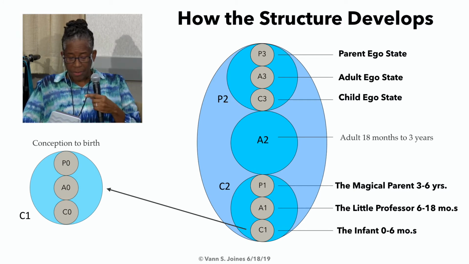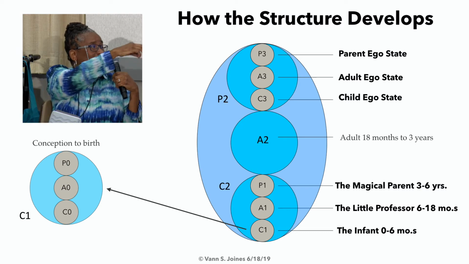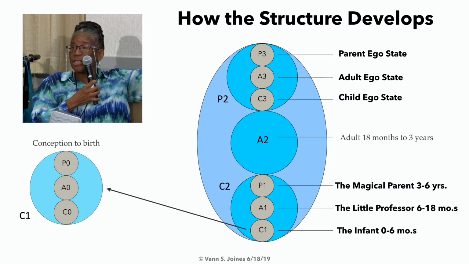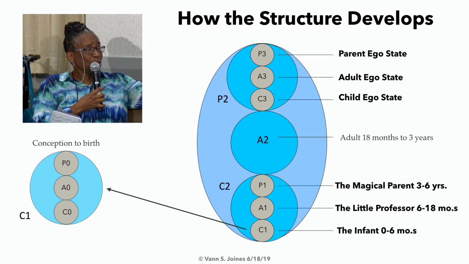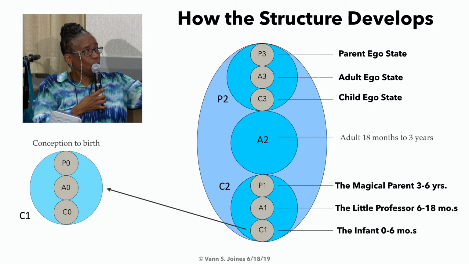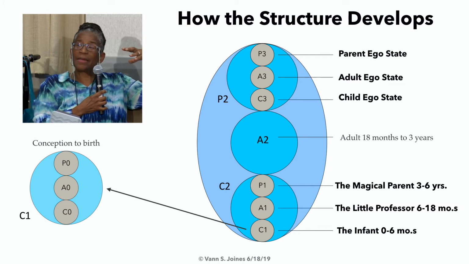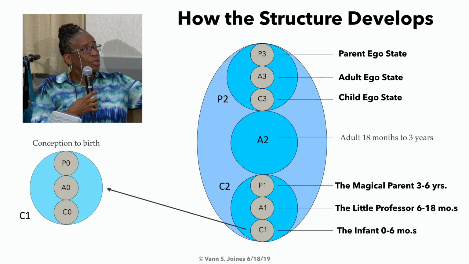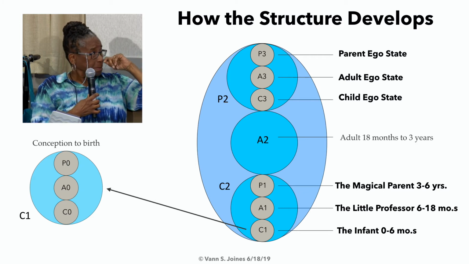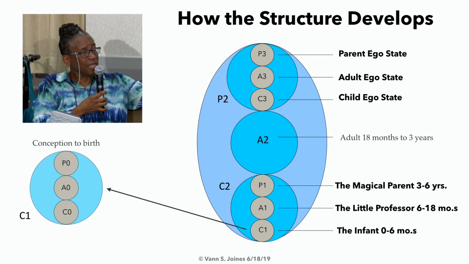A2 develops next. A2 already starts while this is happening. Once the little professor happens, then A2 starts to happen, in the development of language. That starts at about 18 months to 3 years. And then the magical parent, the part that controls our instincts that are not healthy, develops between 3 and 6 years. So by the time the child is 3, you're likely to see these aspects of self.